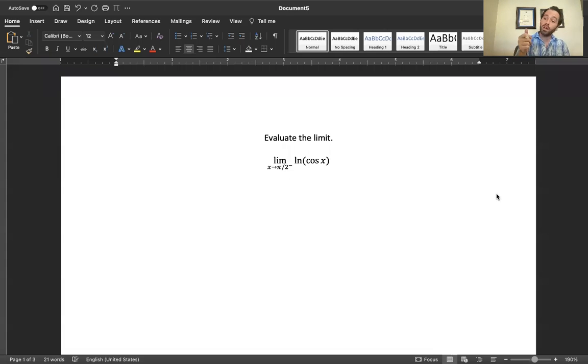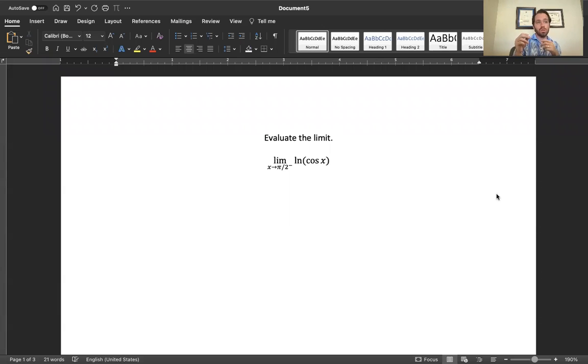Hey, we are going to evaluate a couple of limits today, and this is the first one that we're going to do. The limit as x approaches pi over 2 from the left of ln of cosine of x.